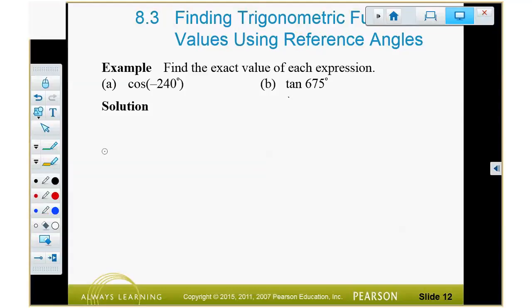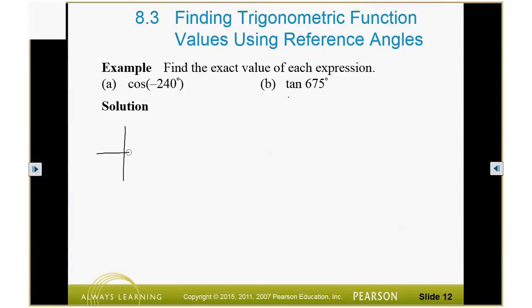All right, so here we go. Negative 240 degrees. Well, there's negative 90. There's negative 180. 240 would be somewhere in here. So, to get this acute angle, which is the one we want right here, we have to subtract 180 from 240.